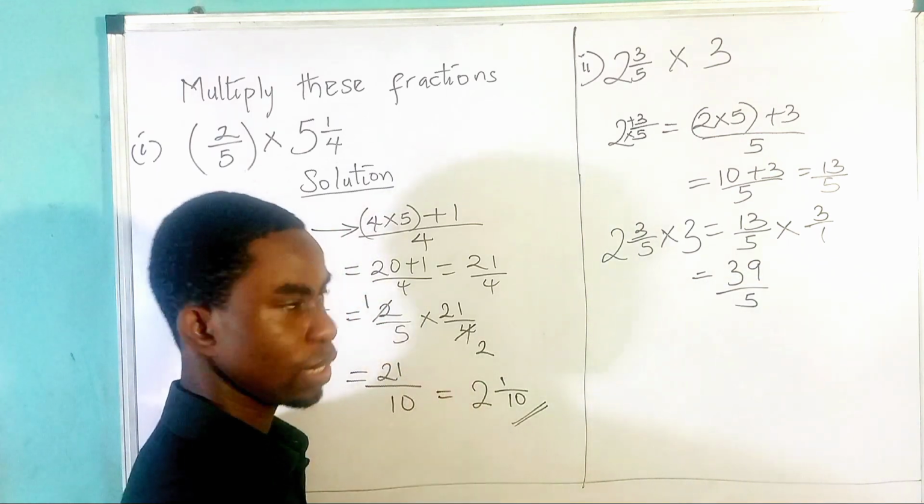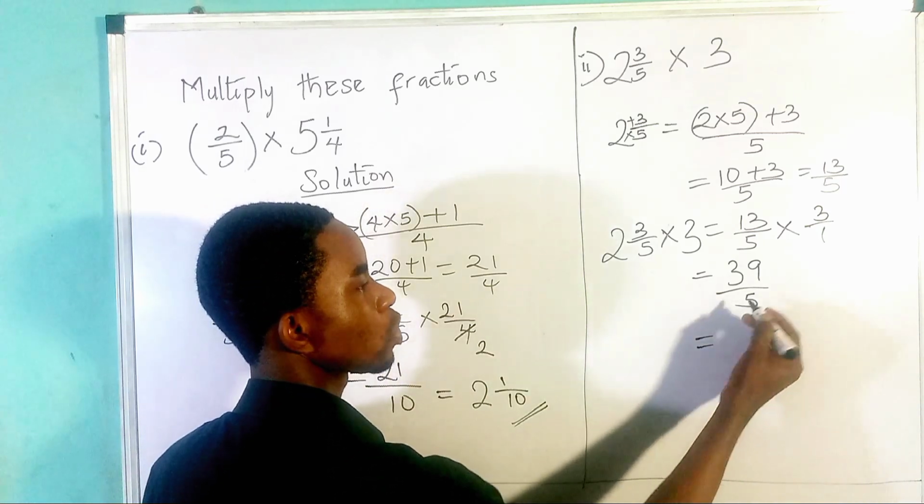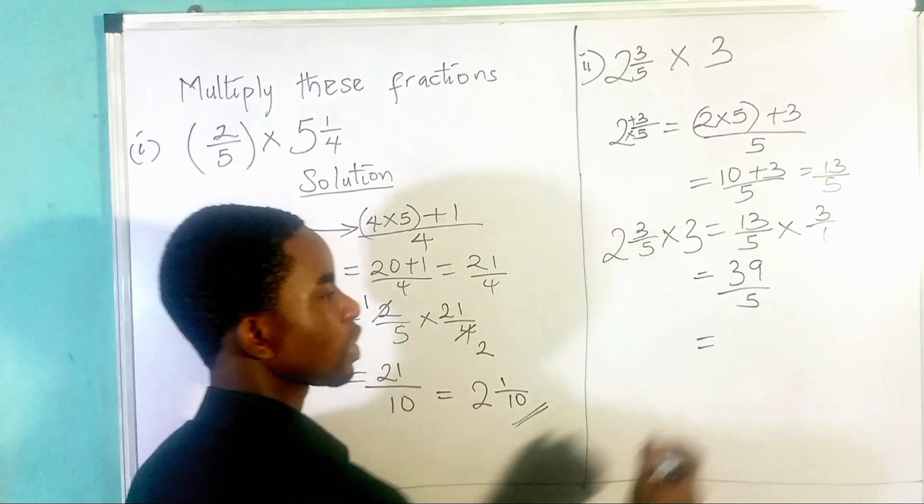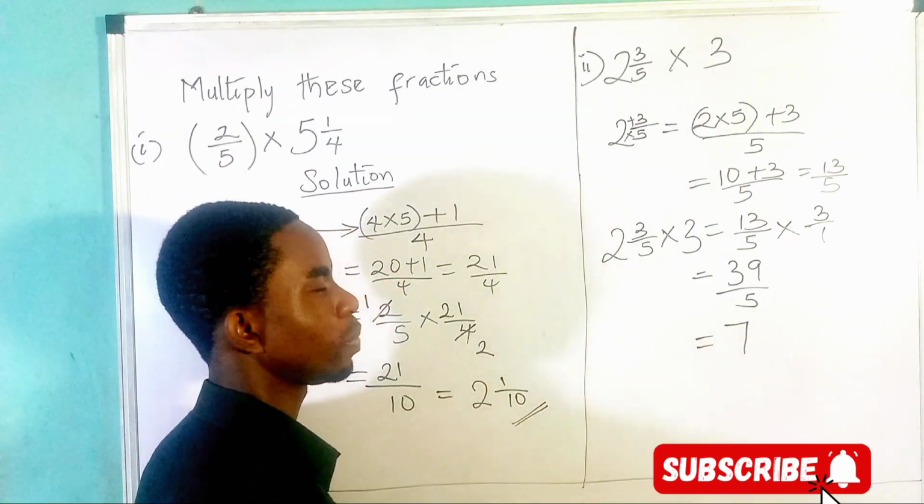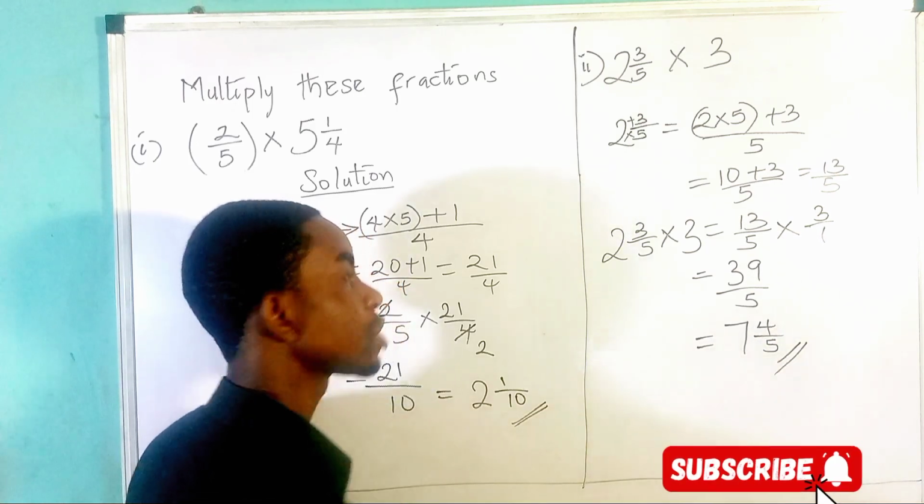So step number 3, we will convert this to a mixed fraction. How many times will 39 be divided by 5? That's 35 divided by 5, 7. And we'll be left with 4 over 5. So that's my answer.